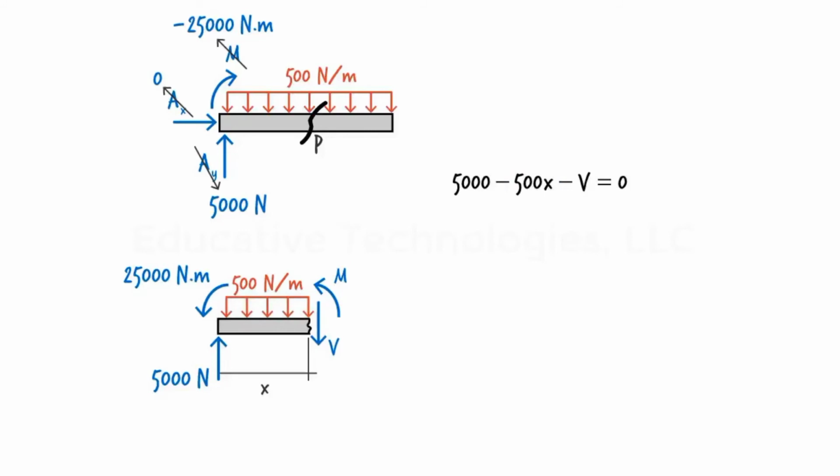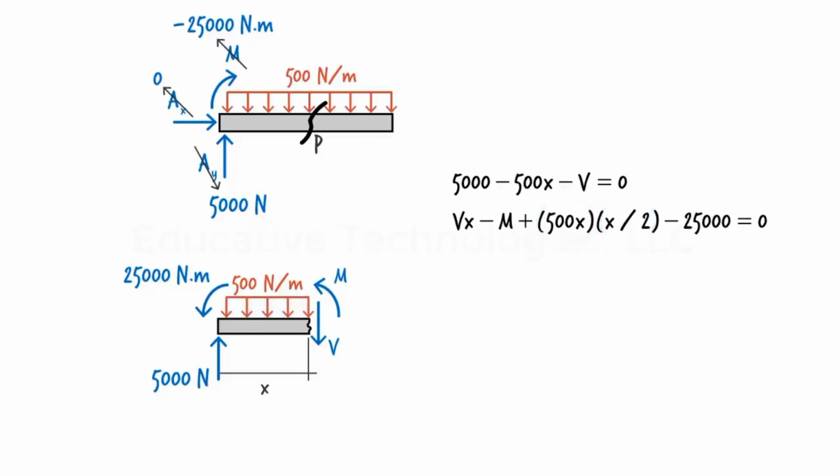The sum of the moments about point A must be 0. Therefore, V times x minus M plus 500x times x over 2 minus 25,000 equals 0. Just like the first equation, here 500 times x is the area of the rectangle representing the distributed load. x over 2 is the distance from the center of the area to point A. Hence, the product gives the moment of the distributed load about point A.